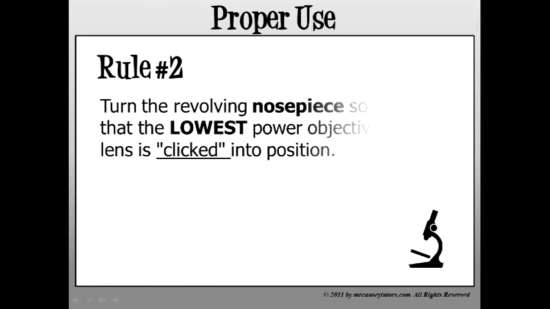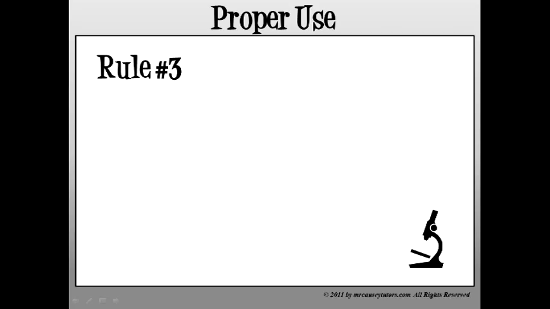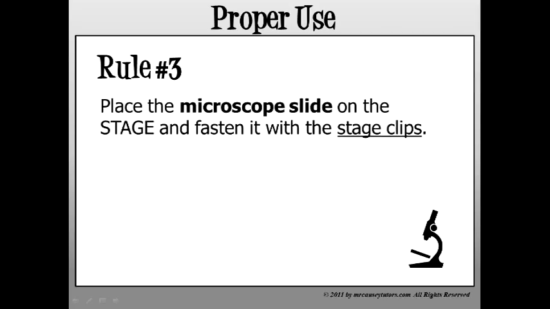Rule number two, turn the revolving nose piece so the lowest power objective lens is clicked into position. Now that's kind of assuming that you've already taken the dust cover off and unwound the cord and plugged it in. Rule number three, place the microscope slide on the stage and fasten it with the stage clips.